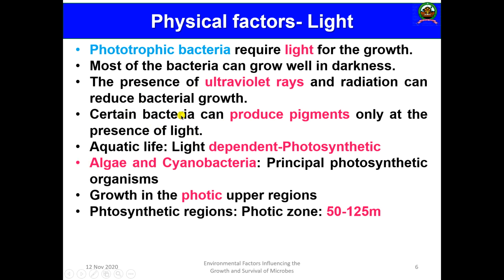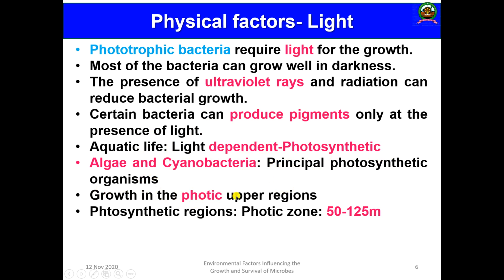That is due to the production of pigments, which is due to light. In the ocean, the aquatic life, most of the processes happening at the bottom of the ocean are light dependent. Photosynthesis is happening. They are the primary producers. Last class we have seen what photosynthesis is. And algae and blue-green algae called cyanobacteria are the principal photosynthetic organisms.